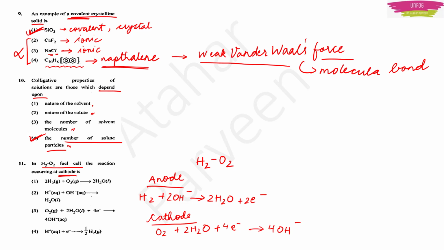But he is asking for the reaction occurring at the cathode. So we look for any option which matches this equation. We have O2 plus 2H2O plus 4 electrons. Third option. So the third option is the right answer.